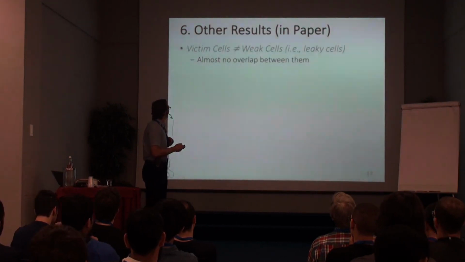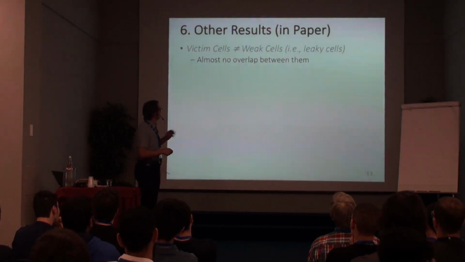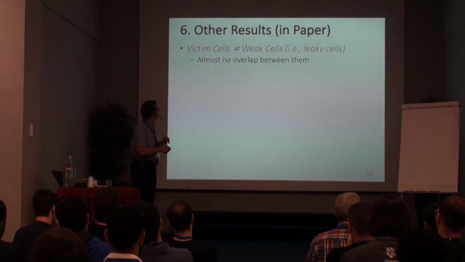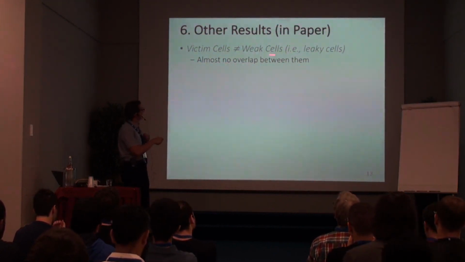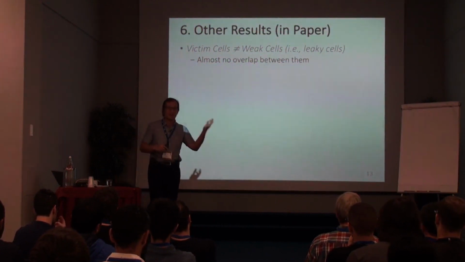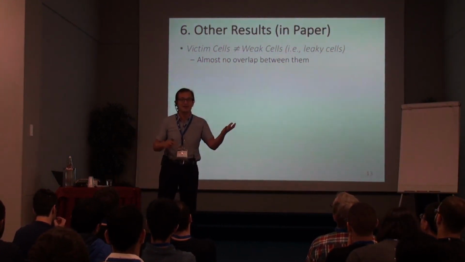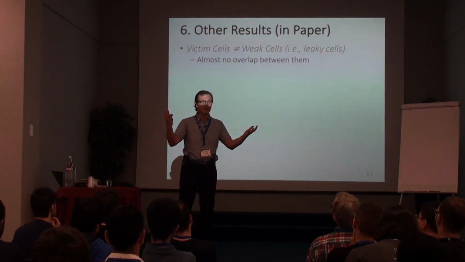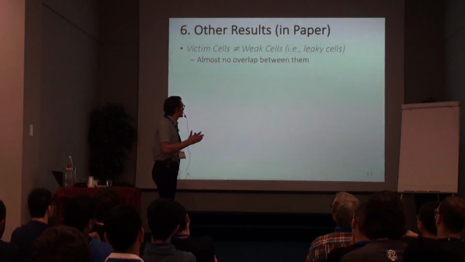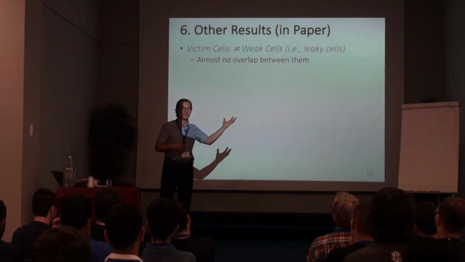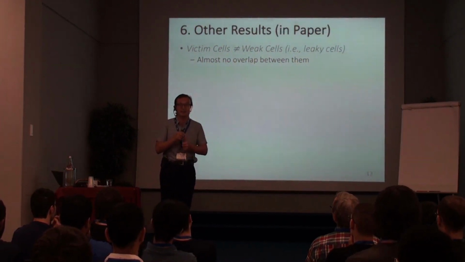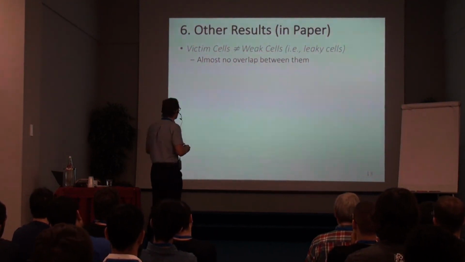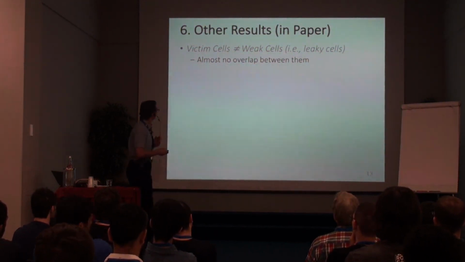Okay, there are other results in the paper which are interesting also. I'm going to rush through them relatively quickly. I would recommend that you read this paper for sure. Victim cells are not the same as leaky cells. A cell that's vulnerable to row hammer is not necessarily a cell that has a low retention time, because the phenomena are different. Charge leakage is something different from what you discussed: electromagnetic coupling, hot carrier injection, and conductive bridges.